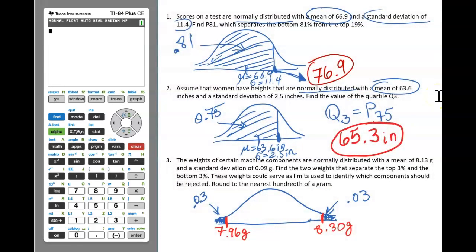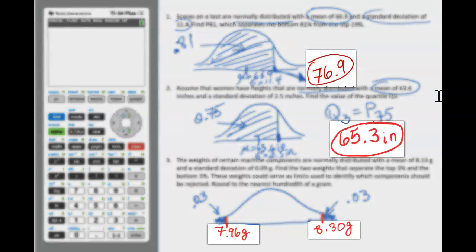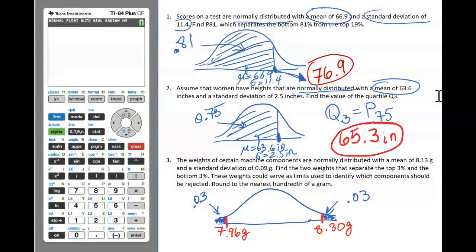We will now use the TI-84 graphing calculator to solve these three problems, or I should say, to double check the answers we got previously using StatCrunch. In the first problem, we need to find the 81st percentile, given that scores on a test are normally distributed with a mean of 66.9 and standard deviation of 11.4.